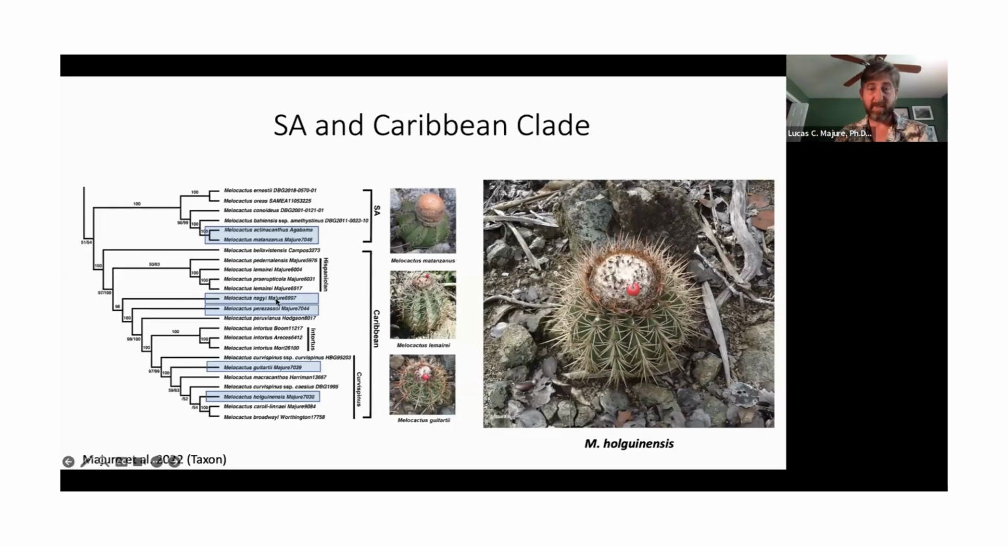Then we have this species Melocactus nagi and Pereza soy, which were thought to be part of the Harlowi group. It turns out they're not even close relatives of the Harlowi group. They're more closely related to things like Curvaspinus.